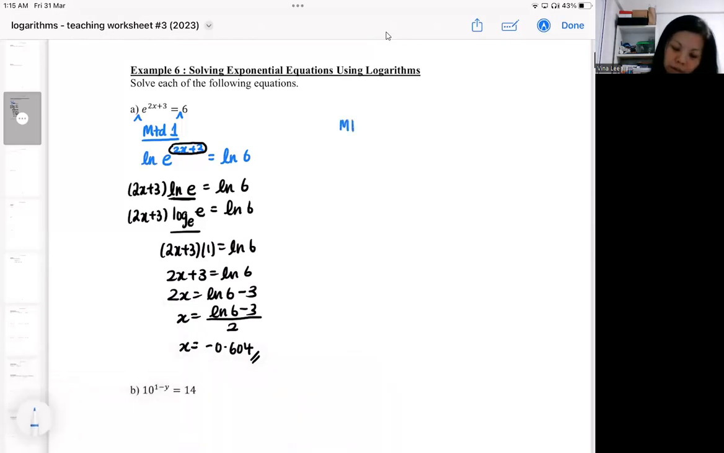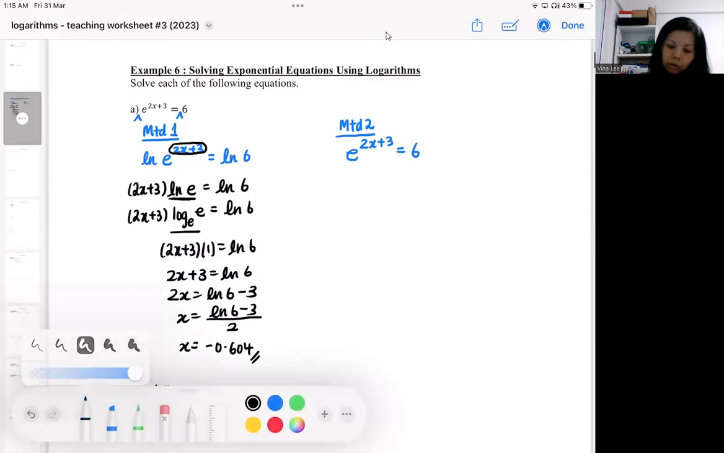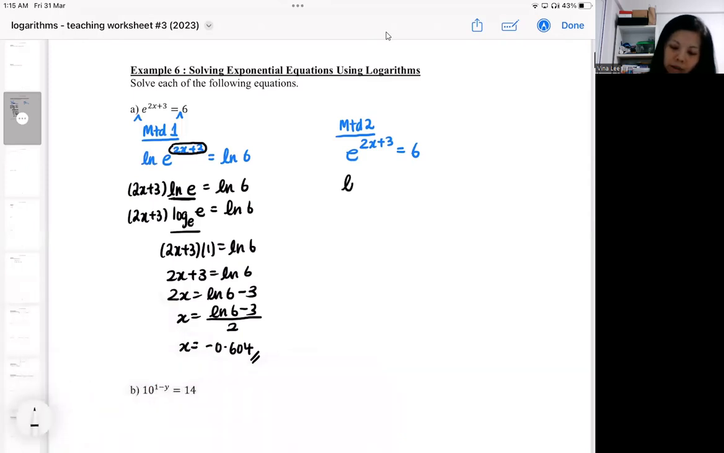There is also another method. The other method is you change this to your logarithm format. Do you still remember? So this is log e, the base is e. The answer is 6. This is the power. Some people will prefer this method. That means you change it to the logarithm format, like the first time you learned logarithm.